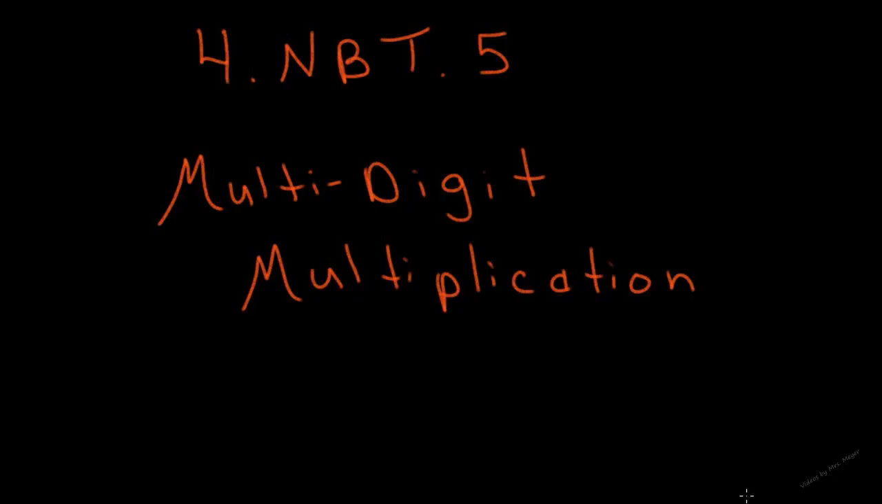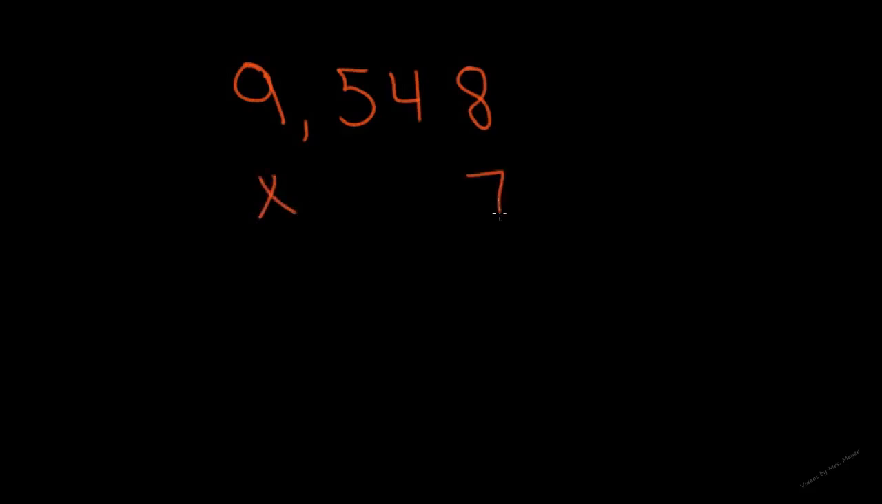In this video, we're working on 4.NBT.5 multi-digit multiplication. So let's start with up to a 4-digit by a 1-digit problem. We will do 9,548 times 7.